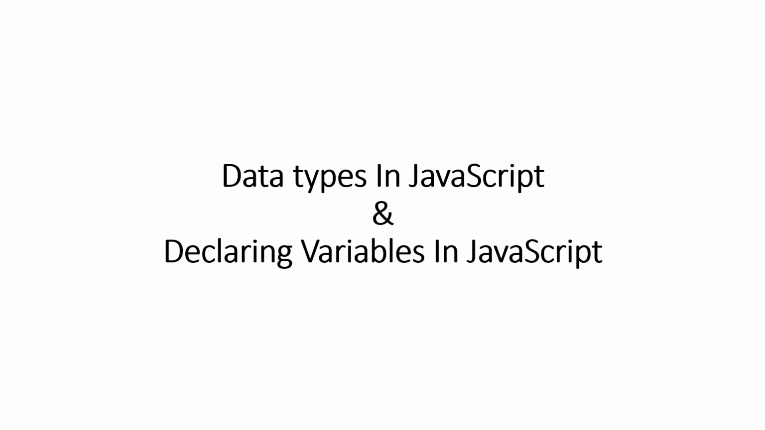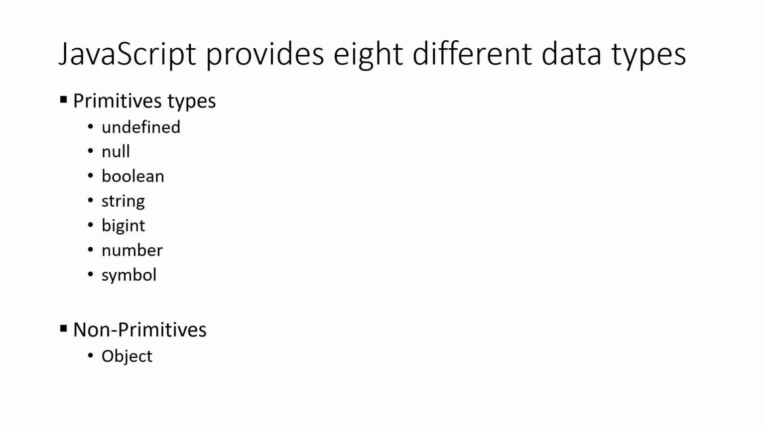So please ignore all the background noise, and let's begin with this video. In this video we are going to talk about the data types in JavaScript and declaring variables in JavaScript. Basically, there are 8 different types of data types in JavaScript. The main ones are primitive types, and the second one is non-primitive types. In the primitive types, undefined, null, boolean, string, bigint, number and symbol come, whereas in non-primitive types, objects are the data types.